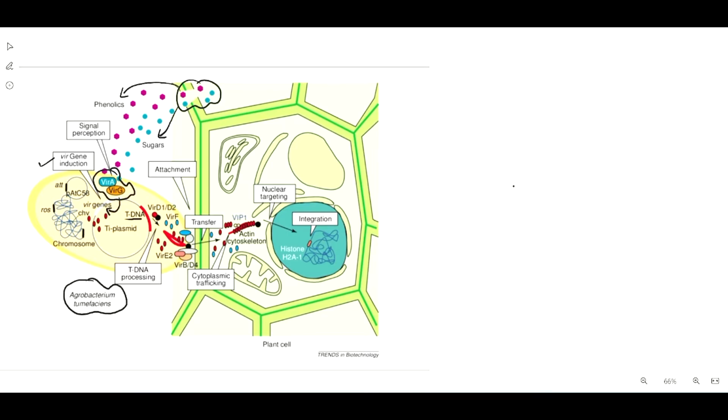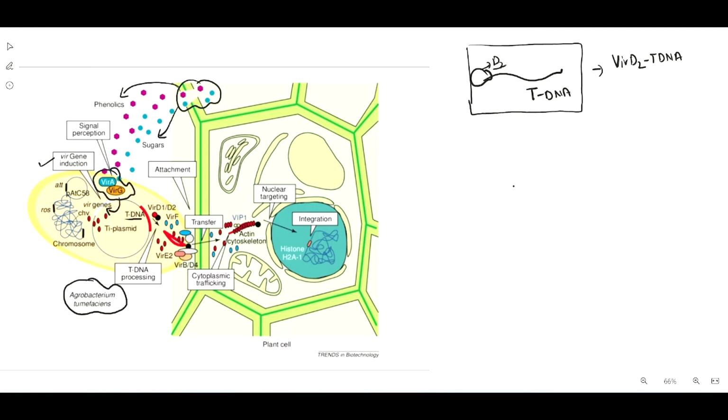And during the tDNA production, it leads to the generation of single-stranded tDNA, which contains the VirD2 protein. So this tDNA-VirD2 complex is called the Vir D2 tDNA nucleoprotein complex. Right? So this complex is further transferred into the host cells. How is it getting transported? That we are going to discuss today.